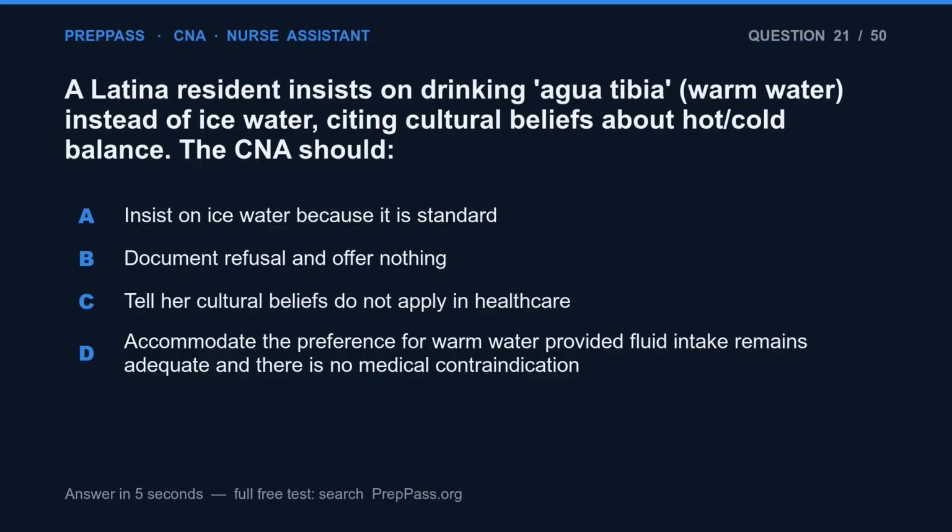Question 21. A Latina resident insists on drinking agua tibia, warm water, instead of ice water, citing cultural beliefs about hot/cold balance. The CNA should: A. Insist on ice water because it is standard. B. Document refusal and offer nothing. C. Tell her cultural beliefs do not apply in healthcare. D. Accommodate the preference for warm water provided fluid intake remains adequate and there is no medical contraindication.